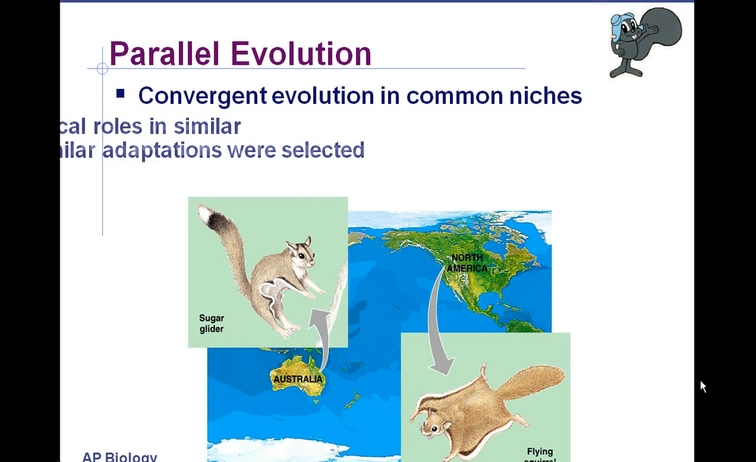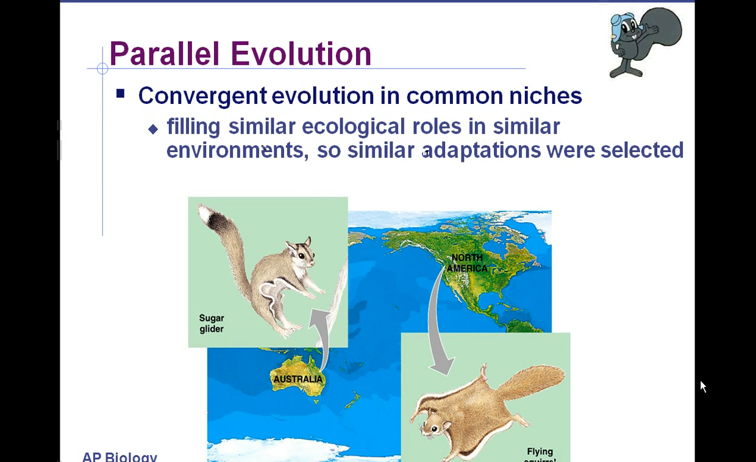Parallel evolution is convergent evolution in common biomes or habitats. So for example, we have our sugar glider that's a marsupial, has a pouch. It's not a placental mammal like us with an umbilical cord. They evolved flight separate from these flying squirrels, so that's convergent evolution. Flying squirrels are like us, they're placental mammals.